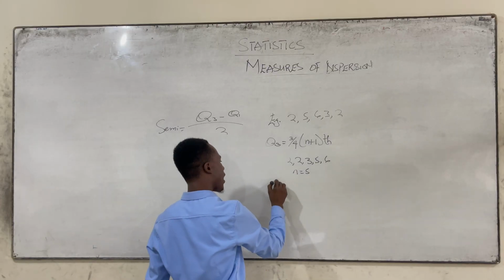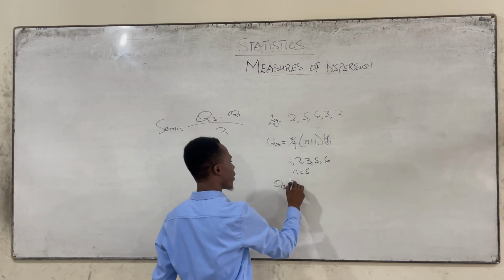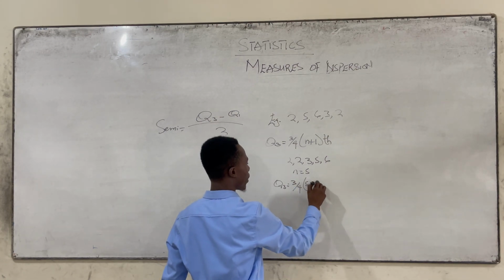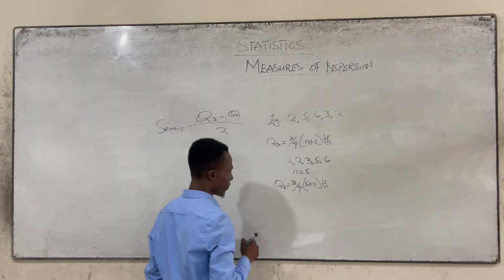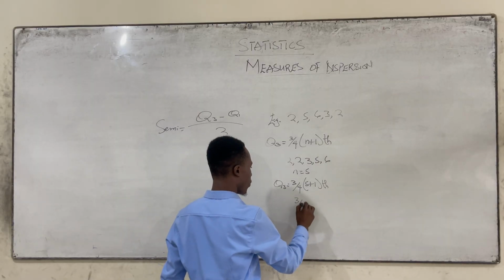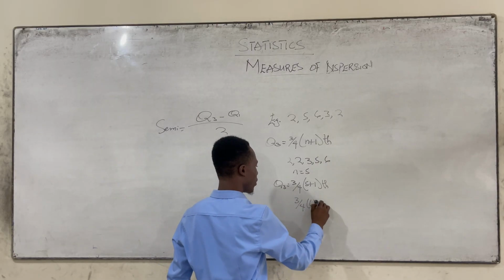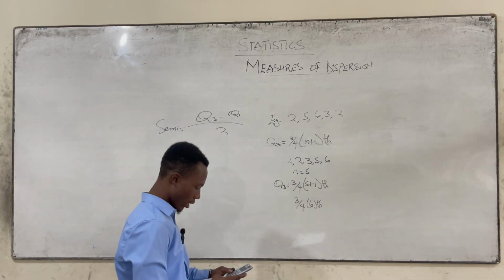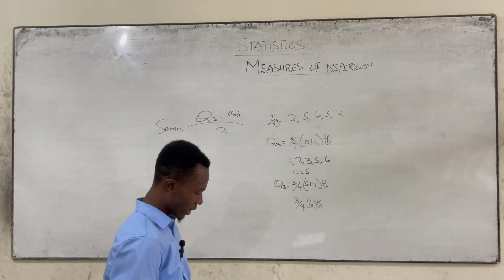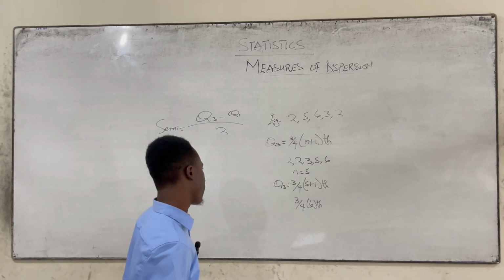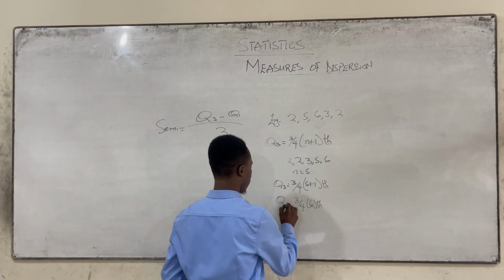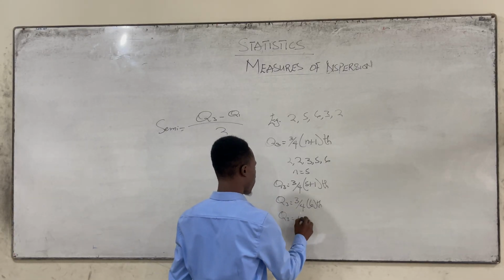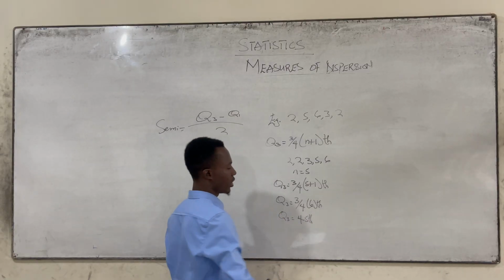Okay, so you can say our Q3 is equal to 3 over 4 multiplying (5 plus 1)th, so 3 over 4 multiplying 6th. Now, 3 over 4 times 6 will give us what? 3 over 4 multiplying 6 will give us 4.5, right? So our position for the third quartile is the 4.5 position, right?